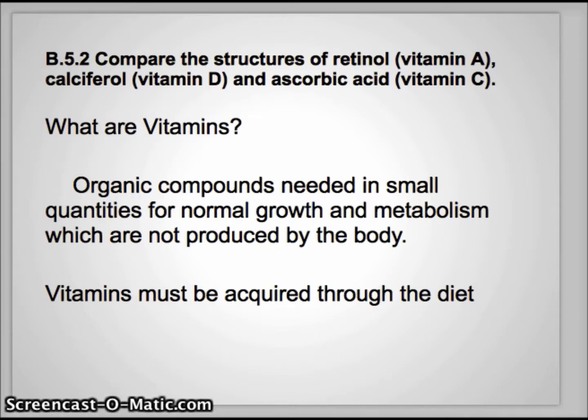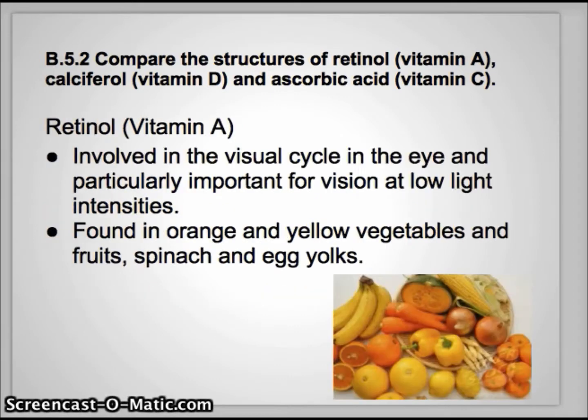And these micronutrient vitamins are needed for normal growth and metabolism, and are not produced in the body. So, in another way of putting it, vitamins are solely acquired through diet, which makes it very important to have a balanced diet. So we are going to start with retinol for comparing the structures.